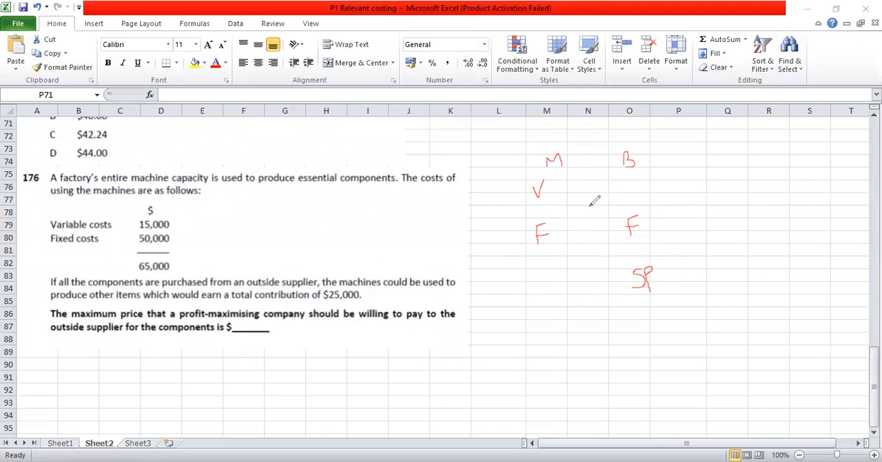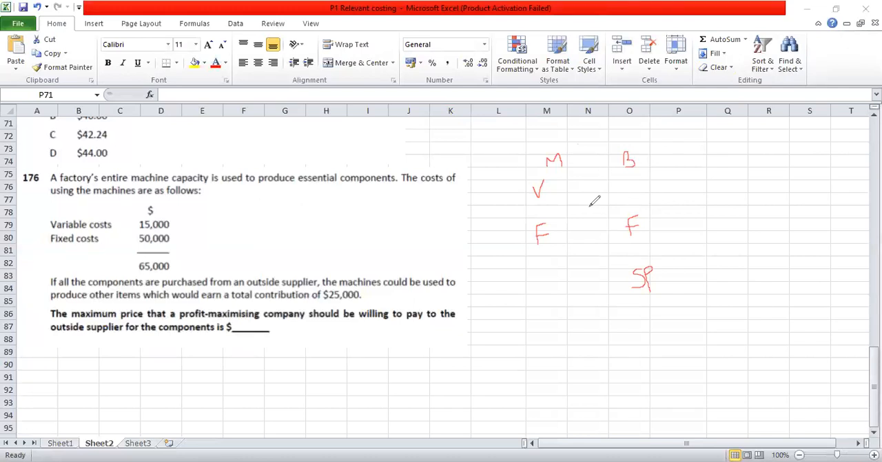But in this particular case, it also says that if they go in for purchasing all the components from an outside supplier, these machines could be used to produce something else, and then the contribution will be 25,000. That is the situation when they do not make the components. So when they make the components, they are foregoing 25,000, the revenue from utilizing the machines some other way. Opportunity cost is the benefit which is foregone from the other alternative. So that is an opportunity cost.